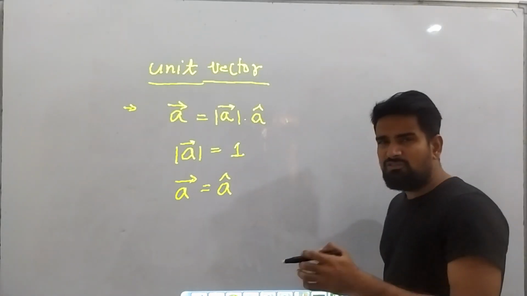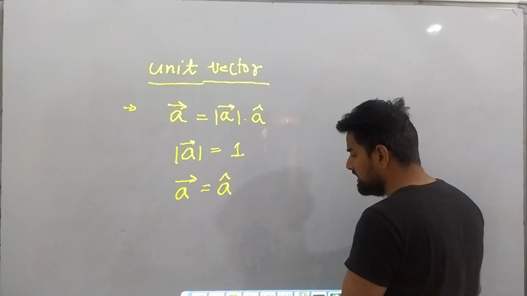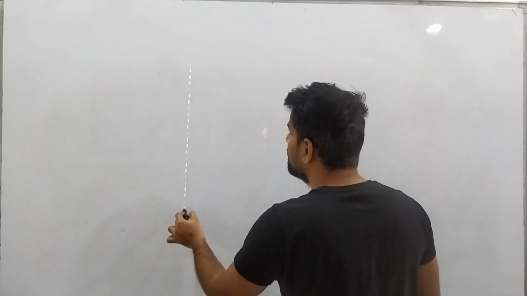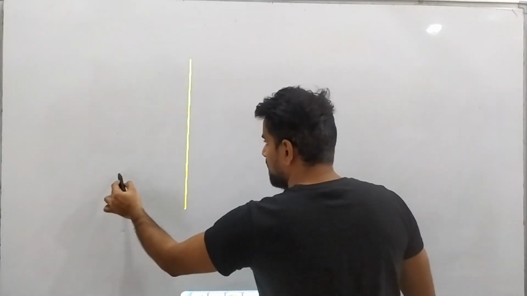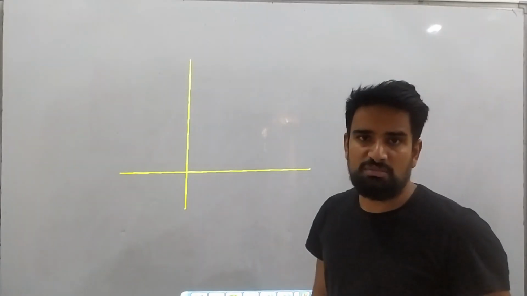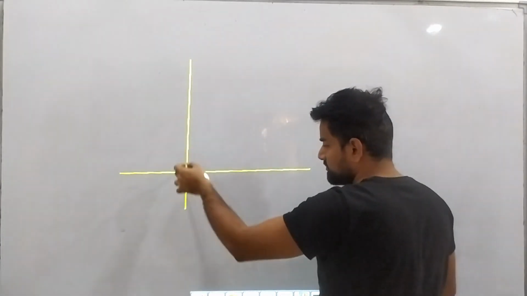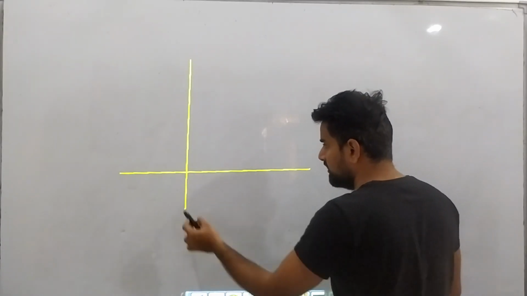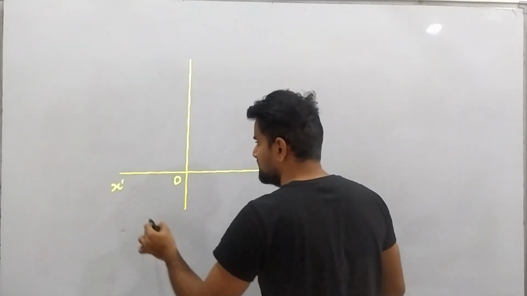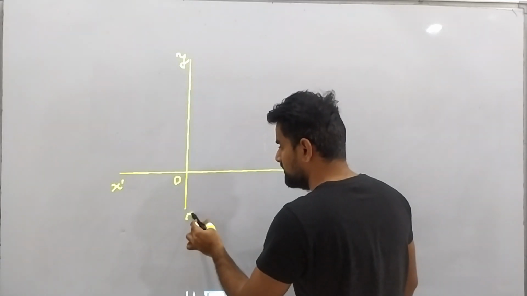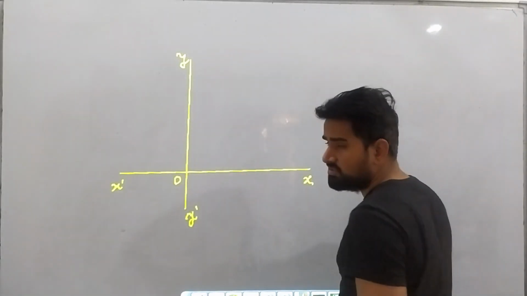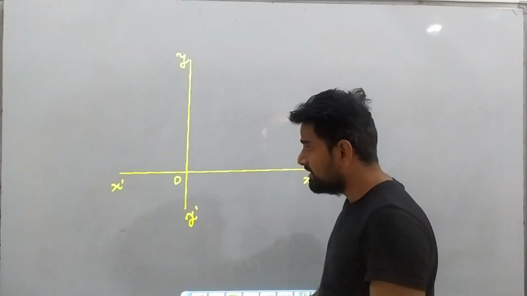Now what type of unit vectors do we use in mathematics? Suppose I have a line, this is the ordinate and this is the abscissa, and this is coordinate geometry. Here, if I say this is the origin, then I can say that this is the x-axis, this is x dash, this is the y-axis, and this is y dash. In this coordinate geometry, if I represent any point and want to go in any direction, how can I go in that direction?